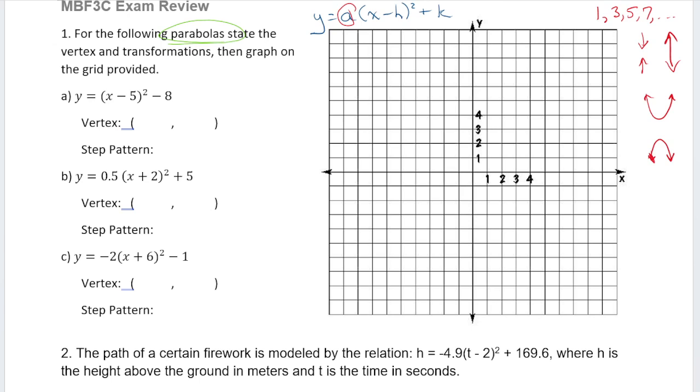And then when it comes to h and k, they are the vertex. So the vertex of our parabola is the point (h, k). Whether it opens up or down, it doesn't matter. That's our vertex. The one thing we have to watch out for is that this is minus h. So we have to switch the sign.